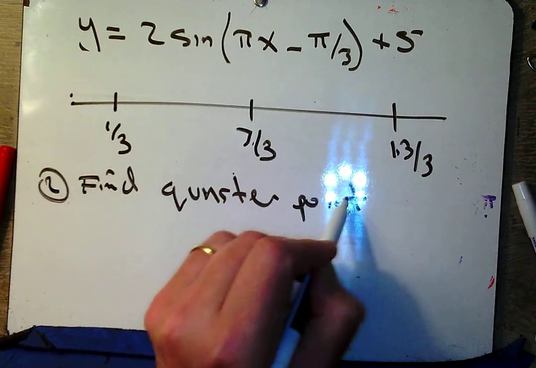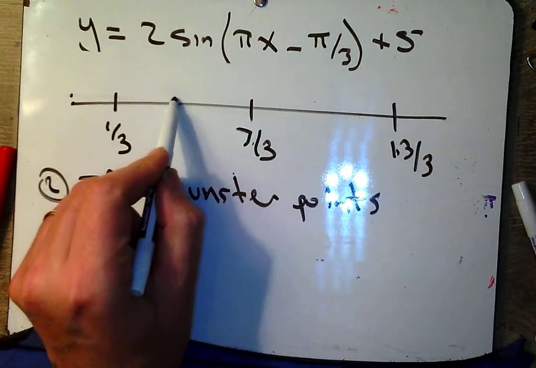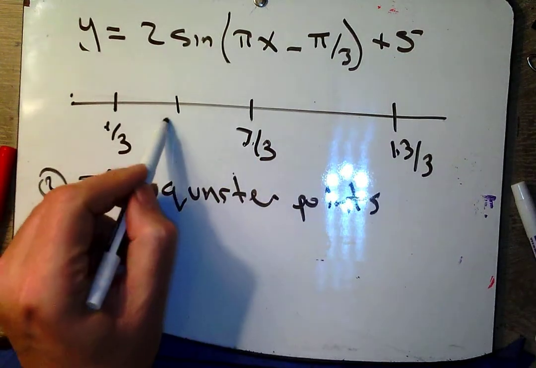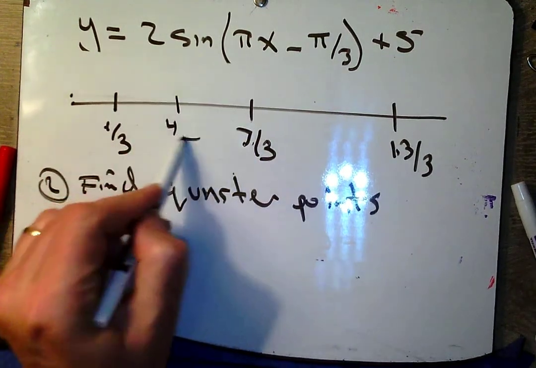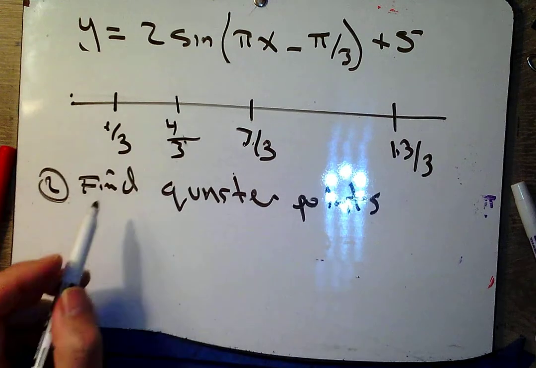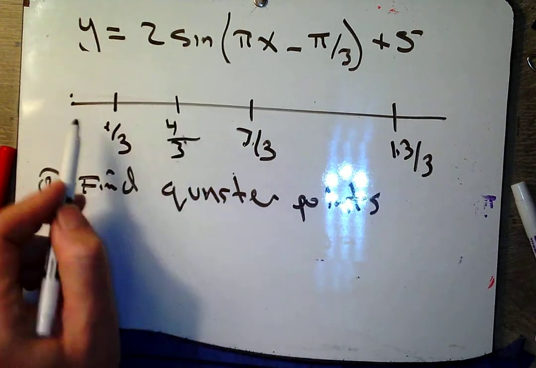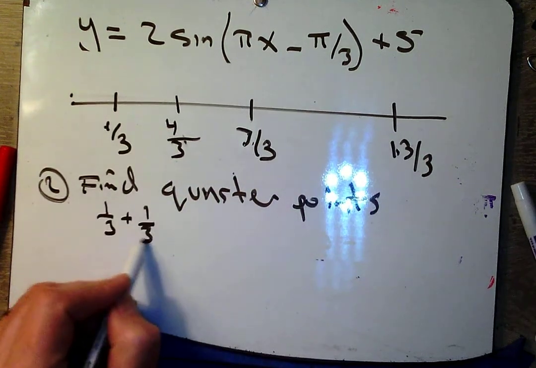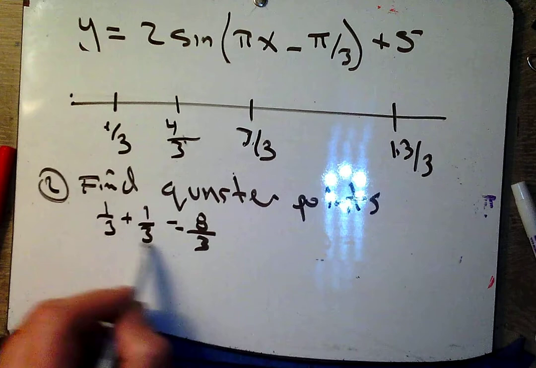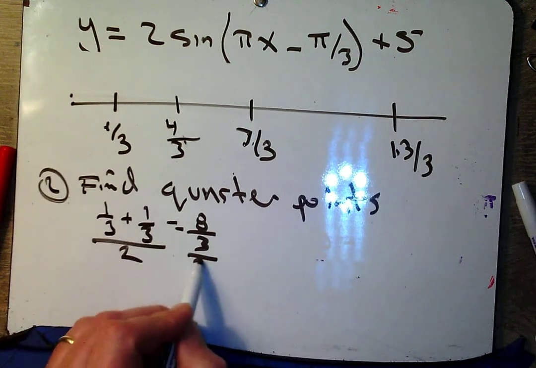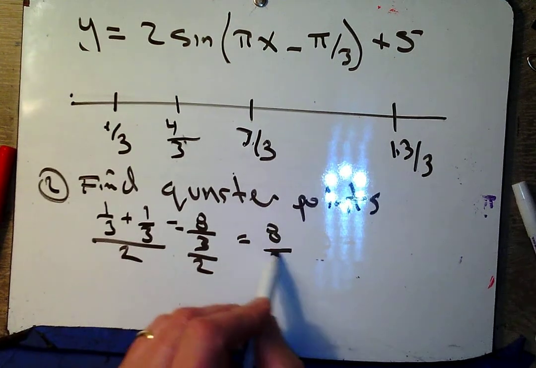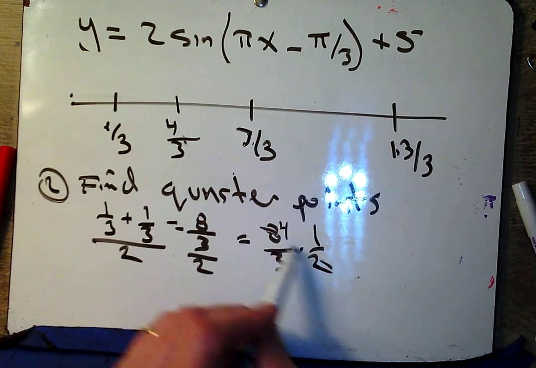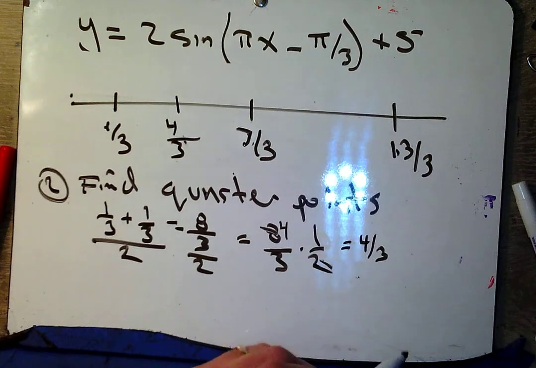What do I mean by quarter points? Well, I know that halfway in between 1/3 and 7 thirds is 4 thirds. How did I know that? Well, this midpoint is the average of these. 1/3 plus 7 thirds equals 8 thirds. Oh, I'm averaging, so I'm dividing by 2. 8 thirds times 1 over 2. These cancel, and I get 4 thirds.